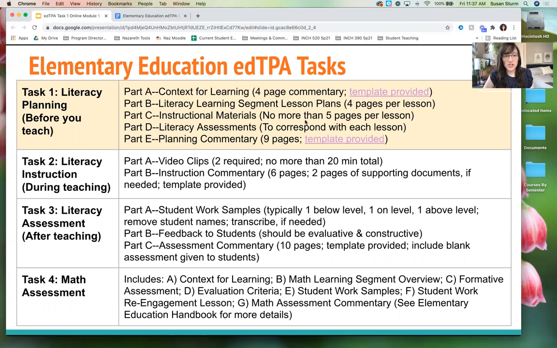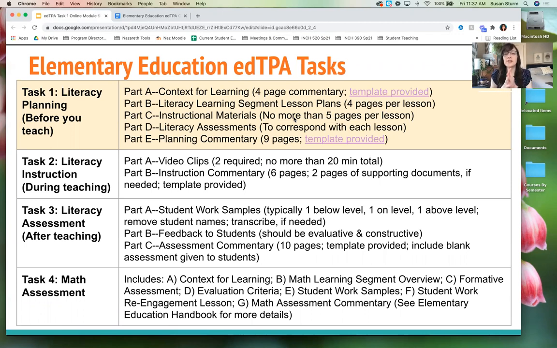Part C is your instructional materials. These are the attachments to your lesson. These are your graphic organizers, your anchor charts, your support materials for your students. These are your page images if you're including them, or any sample graphic organizers you're providing. You cannot have more than 5 pages of these per lesson. And you'll see how the sample student that I'm going to share with you got a little creative and put more things on one page.